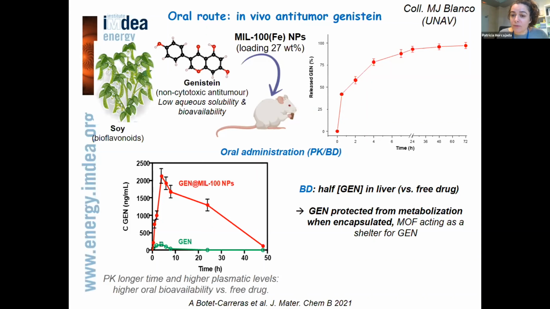In addition, the first preliminary biodistribution test shows that the genistein concentration in liver was half that of the free drug. Therefore, the MOF seems to protect the genistein from metabolization, acting as a shelter for the genistein.